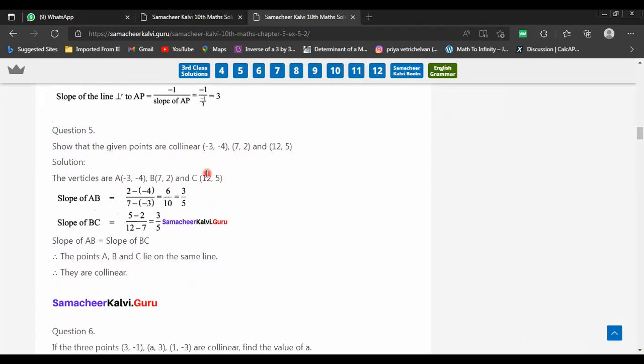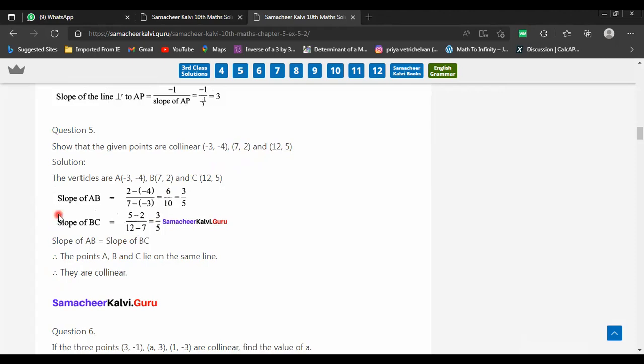Okay, question number 5. Show that the given points are collinear. So they gave you 3 points and they're asking you to show whether the given points are in the collinear position or not. So when slope AB is equal to slope BC, we can say the points A, B, and C, all the 3 points lie in the same line.